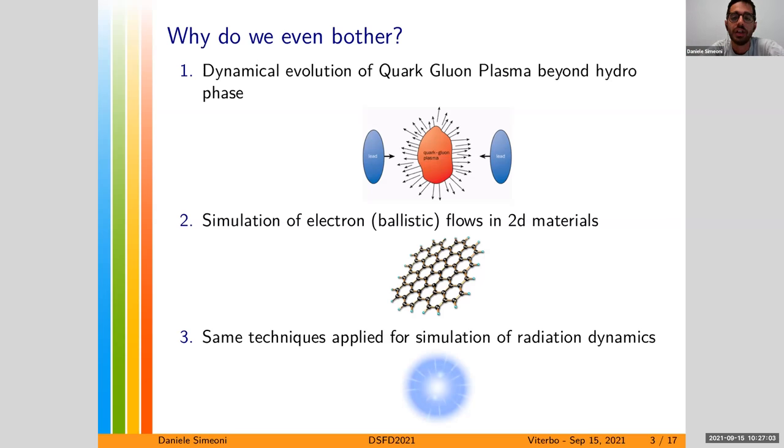So that's one reason why it's important to develop schemes which are able to simulate relativistic flows beyond this regime. Also, the electron flows in graphene, for example, or in exotic materials, are mostly ballistic, so you have to be able to simulate beyond hydro regimes in this case. And the very same techniques, as some of you might remember from the talk I gave last year at DSFD, that we are using here in our relativistic lattice Boltzmann method can be used in lattice Boltzmann-like methods for the simulation of radiation dynamics, mainly in astrophysical contexts.